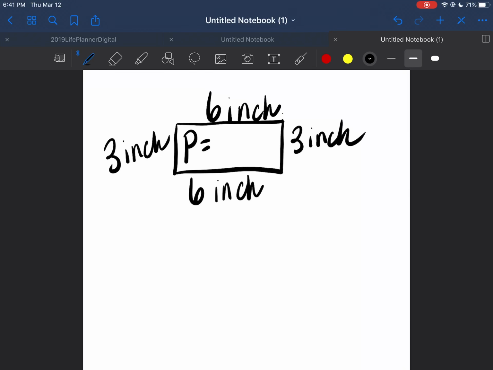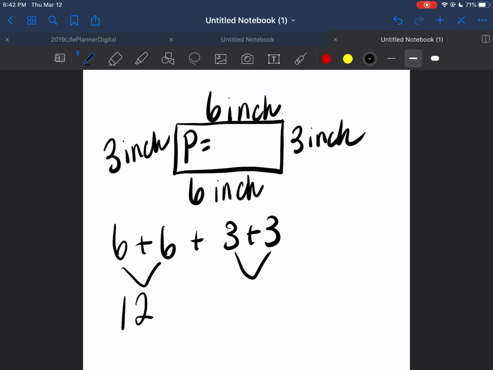What do we do? We add all 4 sides together. So 6 plus 6 plus 3 plus 3. 6 plus 6 is 12. 3 plus 3 is 6. 12 plus 6 equals, and if you didn't know what it was, what could you do to help you solve? Draw base 10. I'm going to show my work in case someone needs to see. How many 10s? 1. How many 1s? 2. How many 1s? 6. 1, 2, 3, 4, 5, 6.